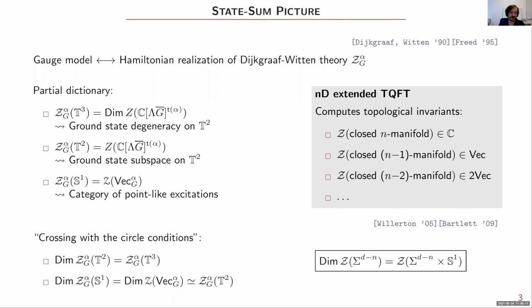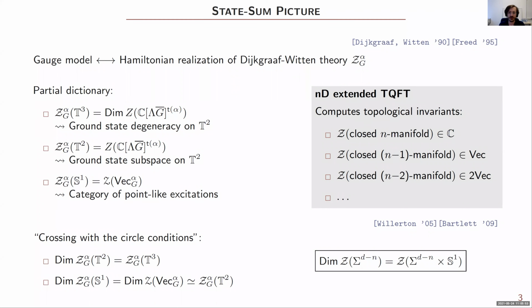As I briefly mentioned earlier, these models can be thought of as Hamiltonian realizations of the Dijkgraaf-Witten theory. And so now I want to establish essentially the dictionary between this Hamiltonian picture and the state sum picture. And this will be important for what I explain next. Generally speaking, if you have some n-dimensional extended TQFT, it's a theory that computes topological invariants. And these invariants have, I would say, various degrees of abstractness. So for instance, to a closed n-dimensional manifold, the partition function simply assigns a number.